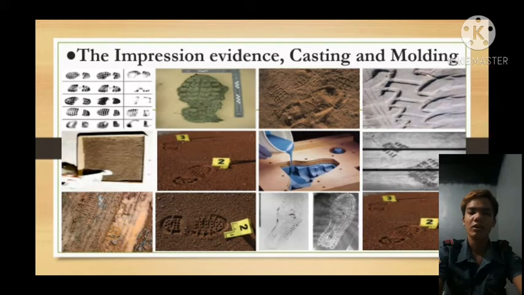Molding. Molding is an impression of an object or organism. The mold is used to capture the entire details of the object before a cast is made. It can be natural or synthetic. The imprint that an organism leaves on the spot is the mold, and it can be filled to make a cast.